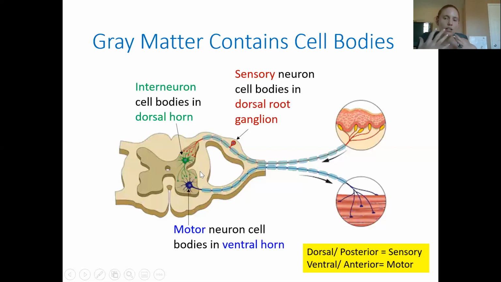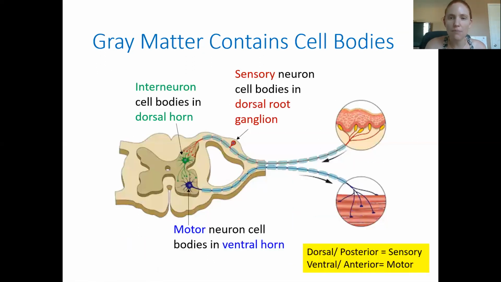So one way to summarize all these complex ideas is just to remember that the dorsal side of the spinal cord is related to sensory input going in, and the ventral or anterior side, the front side, is going to be related to motor information going out. That's going to be very helpful for your homework.